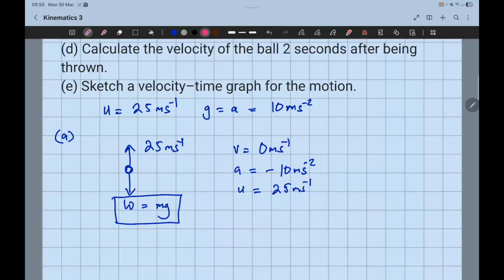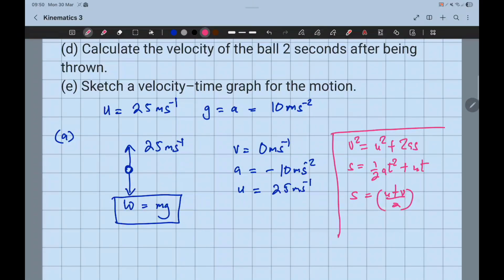So like I indicated nezuro, takati my equations of motions are antoshanda. Ana v squared equal to u squared plus 2as. Ana s equal to half a t squared plus ut. Ana s equal to u plus v over 2 multiplied by t. Ne v equal to u plus at. So yo unoshandisa inoenderana ne information yawo inayo, number 1. Also inoenderana nechinhu chauri kutsvaga.